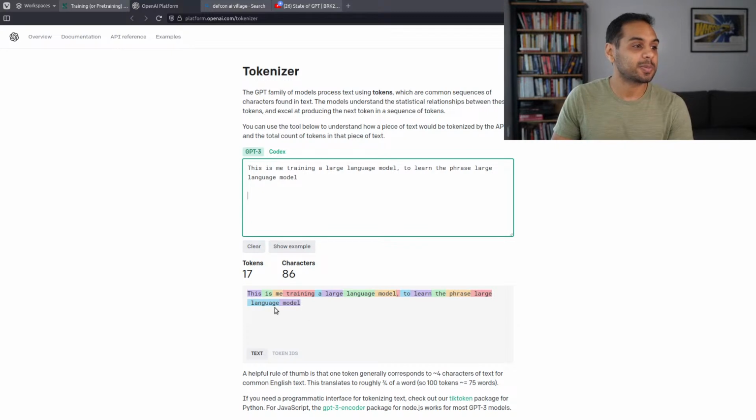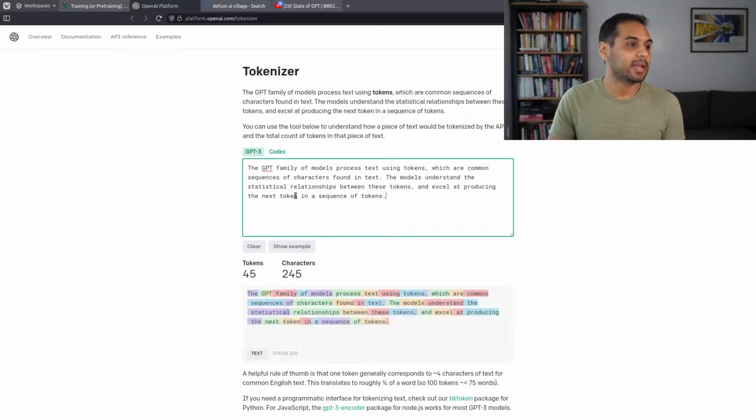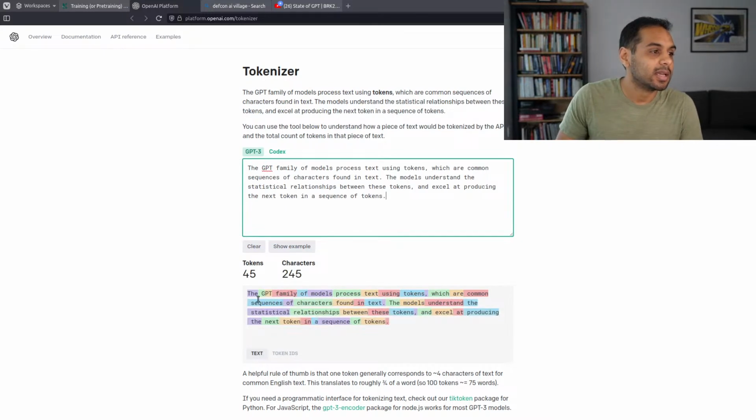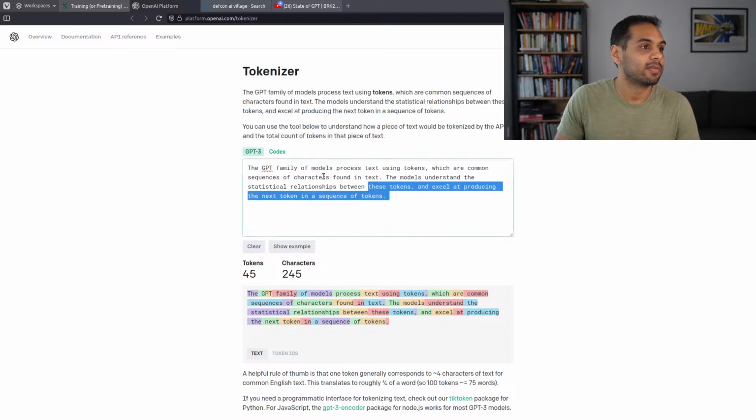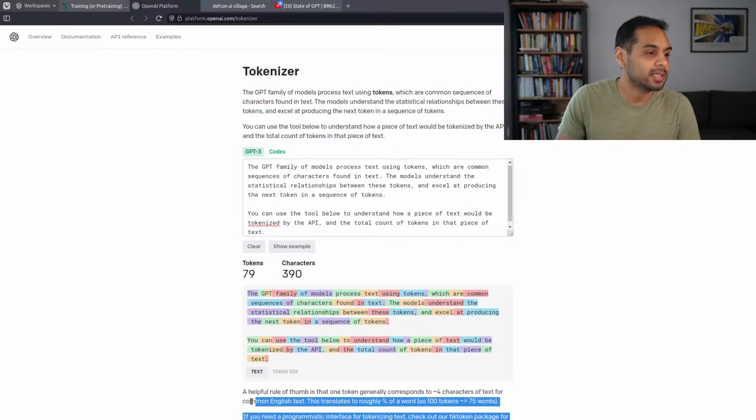Here, you can see for the most part, it uses words and this particular character and this comma right here. But if we take a more complex sentence, you can see things start to shift just a little bit. So in here, the G in GPT is its own token, and the PT is its own token. If I even put in more text, most of this looks like it's tokenized as we would expect, except for the GPT here.